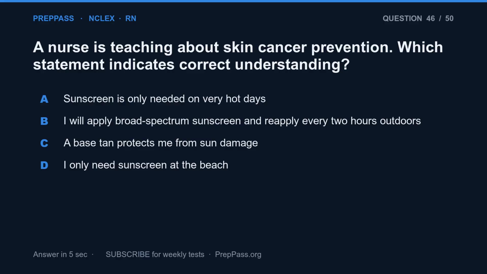Question 46. A nurse is teaching about skin cancer prevention. Which statement indicates correct understanding? A. Sunscreen is only needed on very hot days. B. I will apply broad-spectrum sunscreen and reapply every 2 hours outdoors. C. A base tan protects me from sun damage. D. I only need sunscreen at the beach.